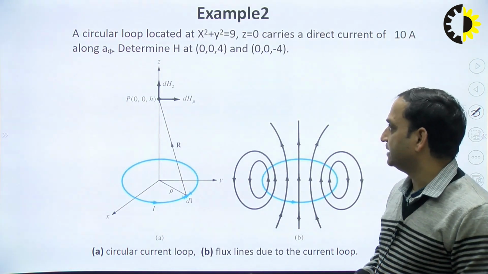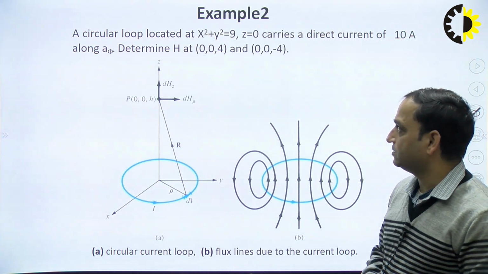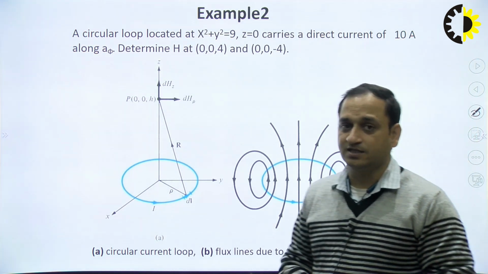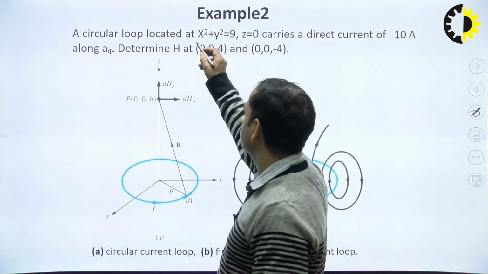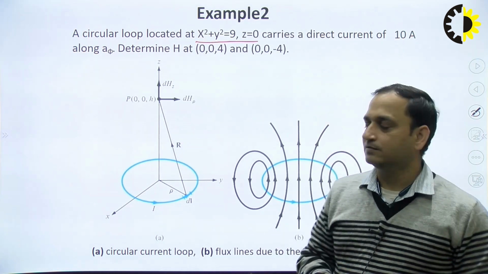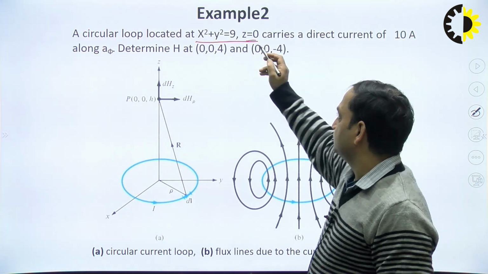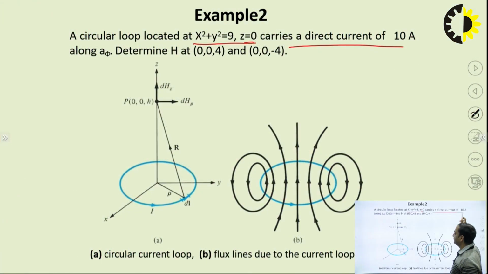Similar to that, we have the next question: a circular loop which is located at x square plus y square plus 9. This is the circle equation, as we are aware, and this circle is lying on the xy plane whose radius is 3, at z equal to 0, and carries a direct current of 10 ampere along A phi. Then determine H at 0, 0, 4 and 0, 0, minus 4, right? So the same procedure you have to apply. This is the assignment for you, please go through it.